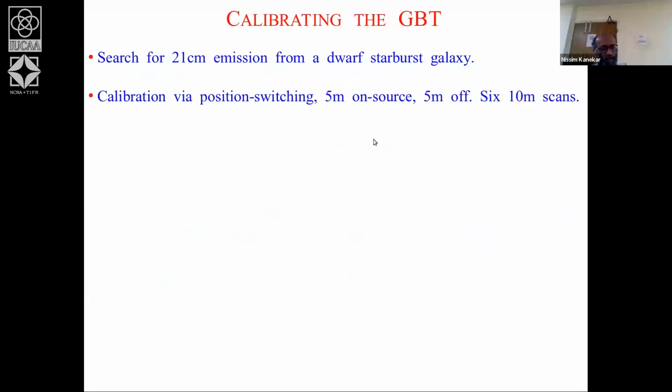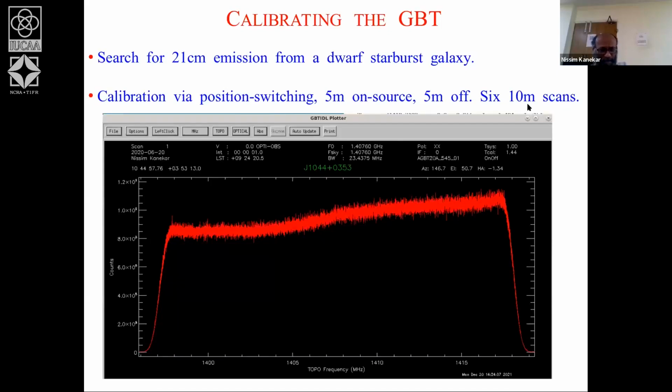So for example, if I spend 1 minute on source, 1 minute off source, about 66% of my time is being spent off source and only 1/3 of the time on source. Here, roughly half my time is being spent on source. And so I get a slightly higher signal to noise ratio at the cost of slightly worse calibration. And we did 6 10-minute scans, about 1 hour in all, in fact, 1 hour and 6 minutes because of the slewing time. And so this is what we got.